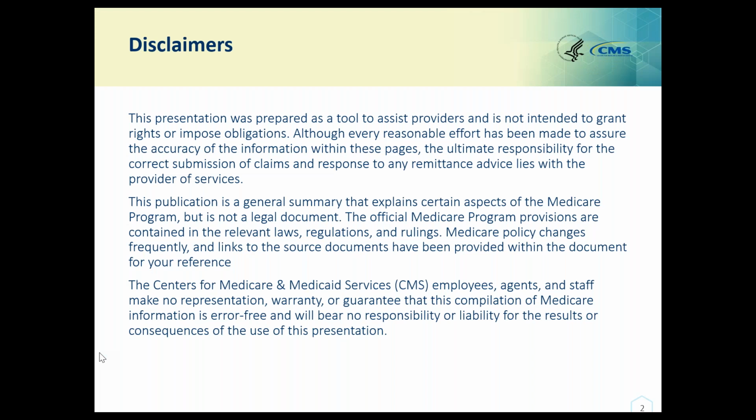This is a disclaimer slide about this presentation. Information in this presentation is current at the time it is published, but I urge you to please be sure that you're using the source documents and links that are provided throughout the presentation, and please stay tuned to any communication from the Quality Payment Program or Shared Savings Program ACOs regarding any updated information.